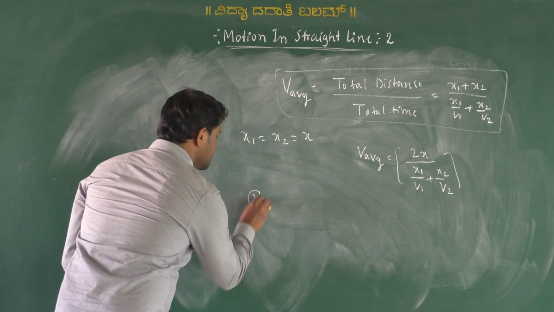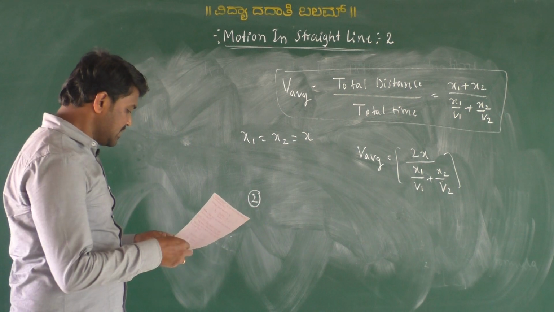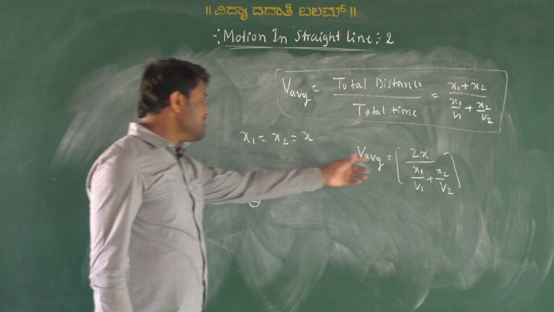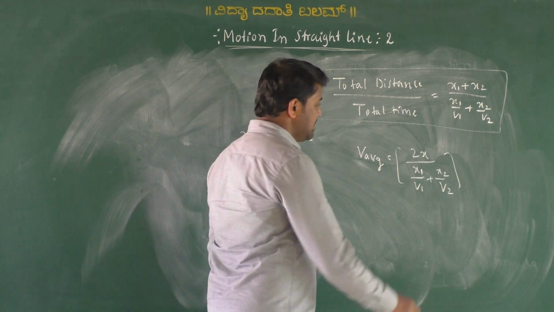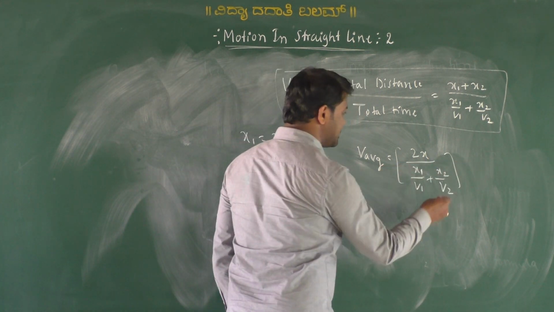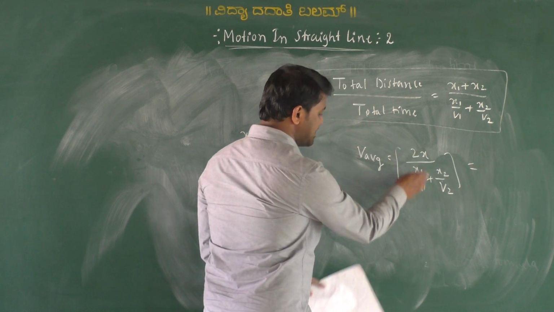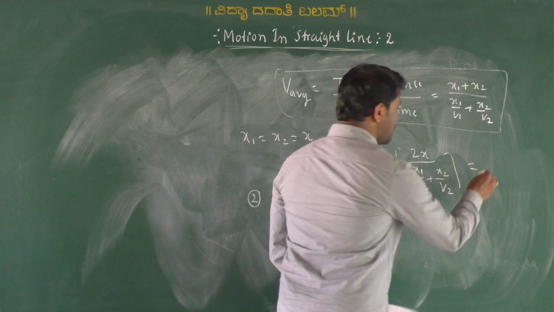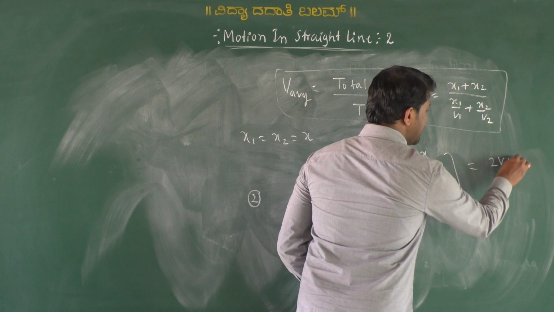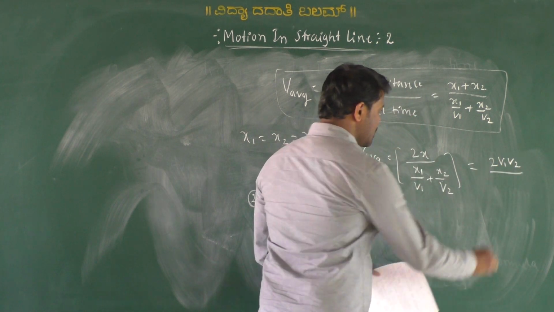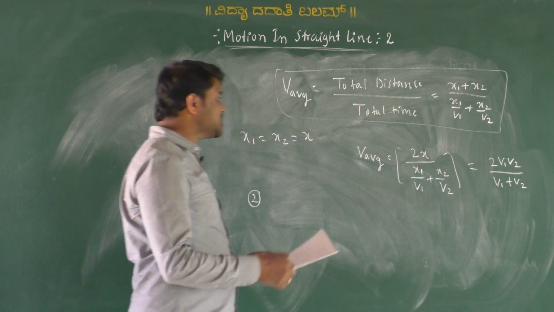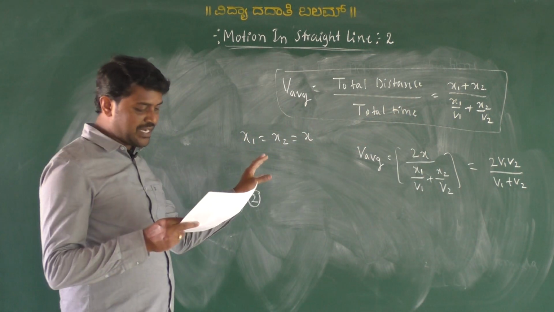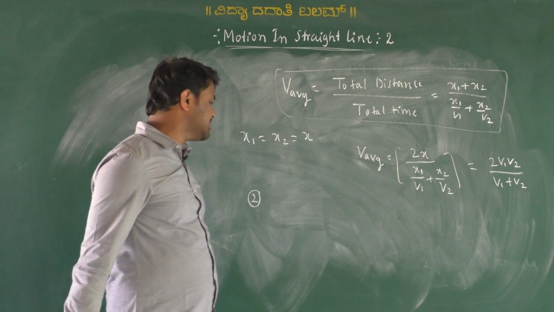Then we go with the equation number 2 here. If the same body covers equal distance in a different speed, ಇಲ್ಲಿ ಡಿಸ್ಟೆನ್ಸ್ ಆಯ್ತು, ಇವಾಗ ಡಿಫ್ರೆಂಟ್ ಸ್ಪೀಡ್ ಒಳಗೆ ಬೇಕು ಅಂದರೆ the equation, we just replace the value here, the equation becomes what, 2v1 v2 divided by v1 plus v2. This is the average speed for different speeds which covers equal distance ಬರ್ತದೆ.